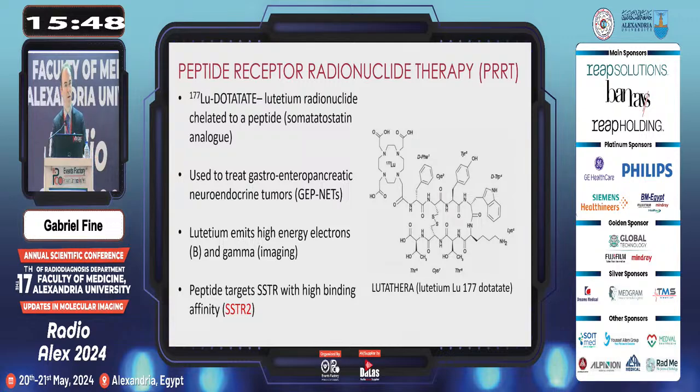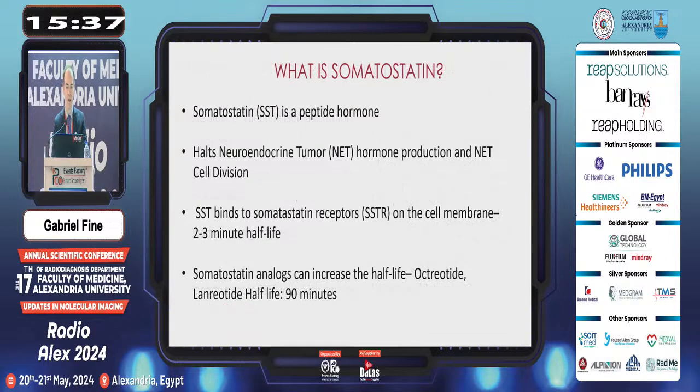You have heard about targeting of somatostatin receptor earlier today, and this peptide targets somatostatin receptor, particularly somatostatin receptor type 2. What is somatostatin? It's a peptide hormone. It halts neuroendocrine tumor hormone production and neuroendocrine tumor cell division. The original somatostatin that binds to the somatostatin receptor has a very short half-life, so these analogs that have been created, such as octreotide and lanreotide, allow us to do more because they last longer, about 90 minutes.